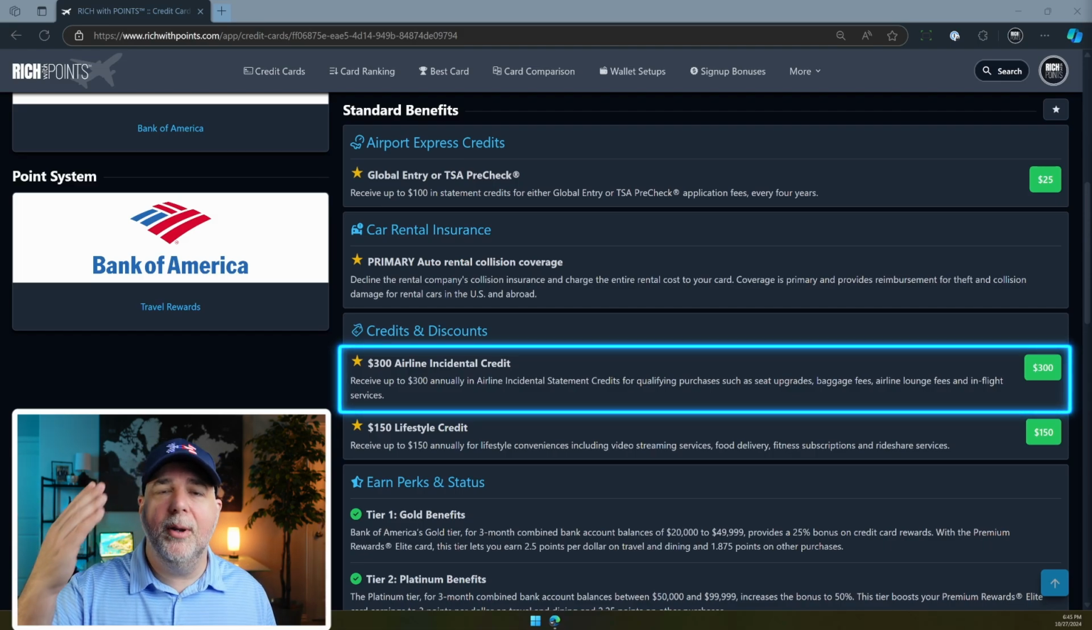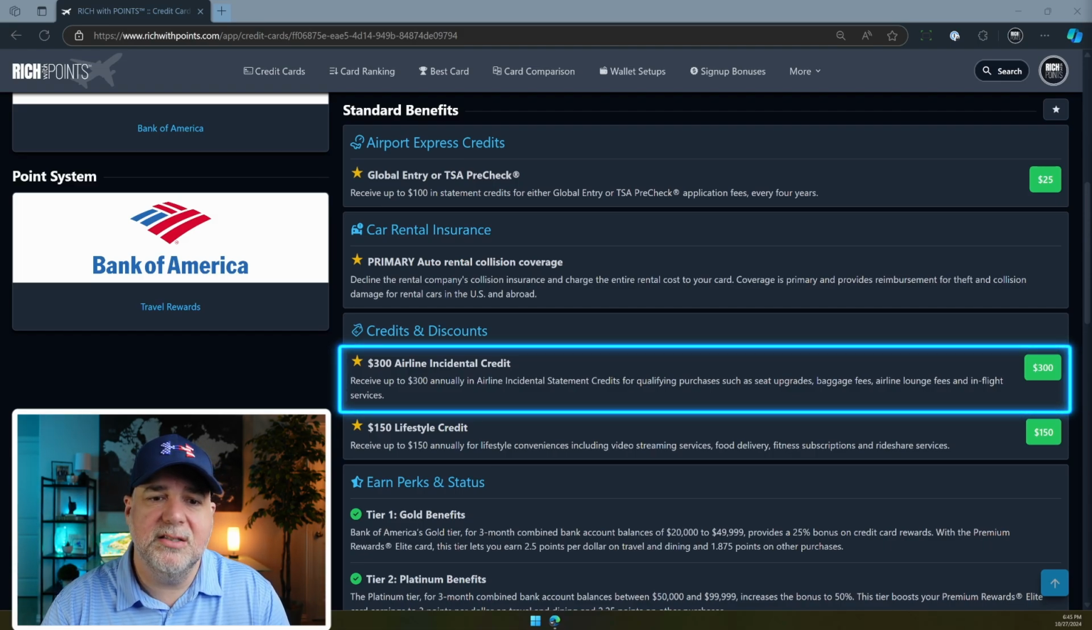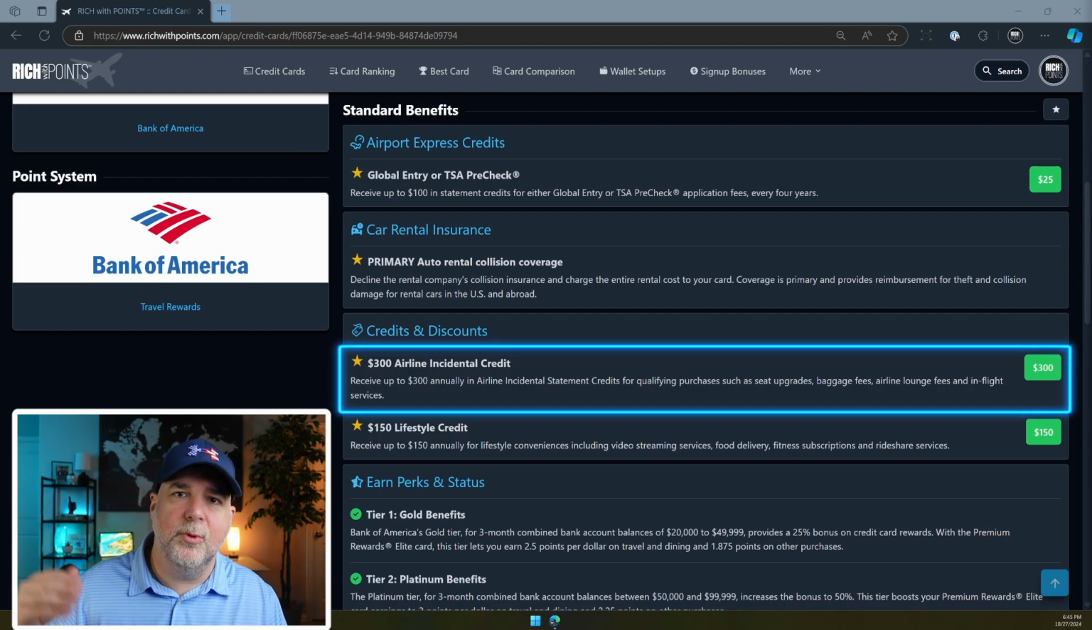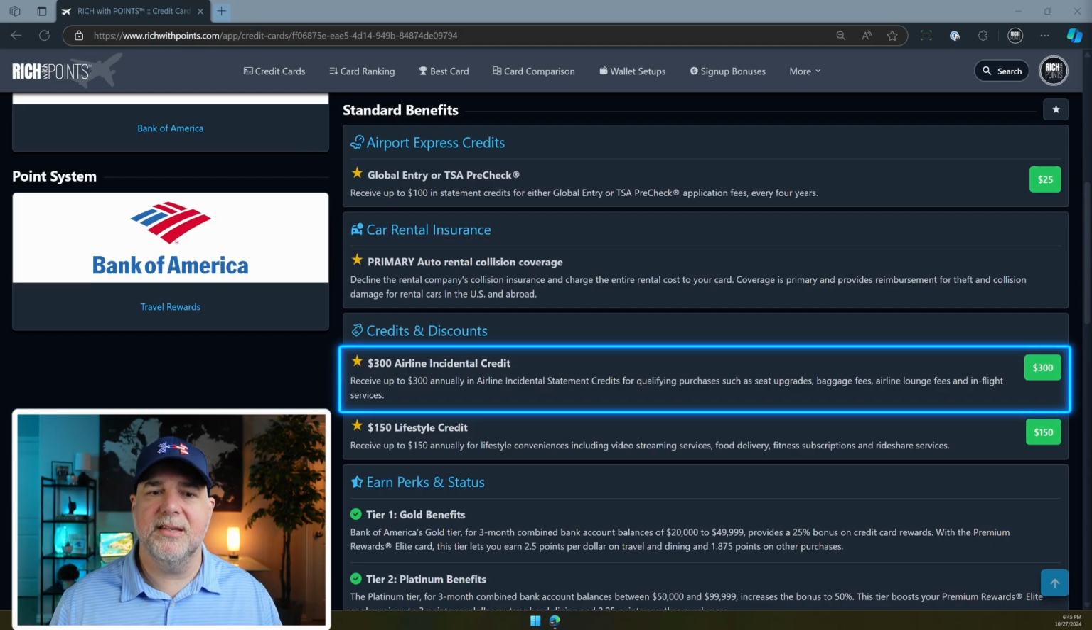They just credit you up to $300 across the year. There's no stipulations to that. You don't have to use it in the portal like with the Venture X, and you don't have to only use it on flight incidentals like this one and the Platinum. It's just anything travel. We'll cover it up to $300.